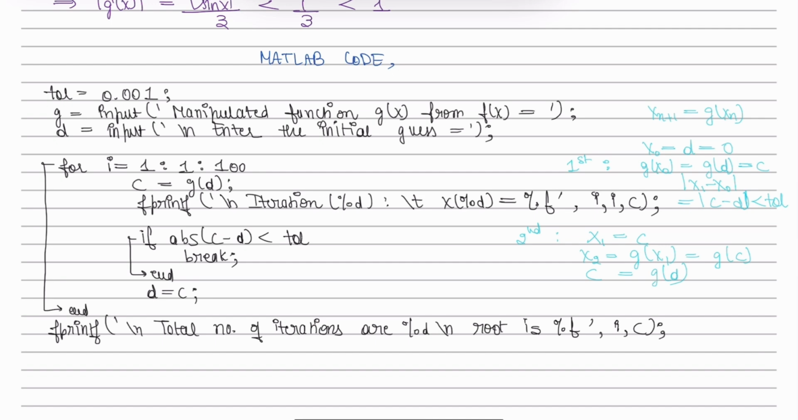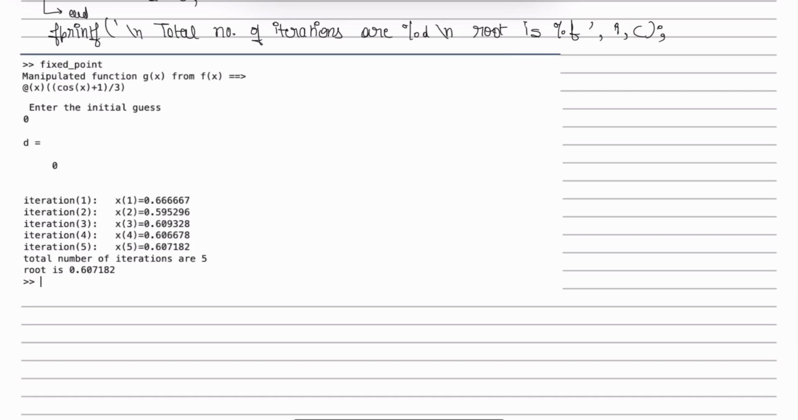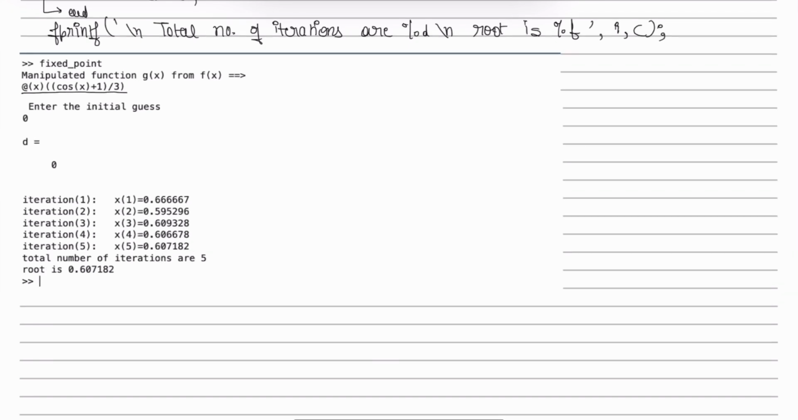Let us see what will be the output of this code when we use the above mentioned question. After running this code, it will ask to enter the manipulated function g of x from f of x, which we will enter like this. After entering the initial guess as 0, the iterative process will start and we will have the root as 0.607182, which is correct up to 4 decimal places.